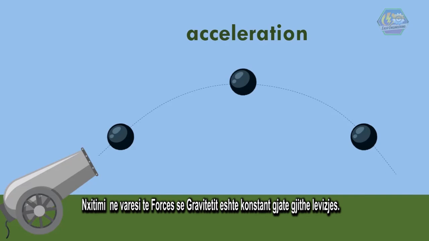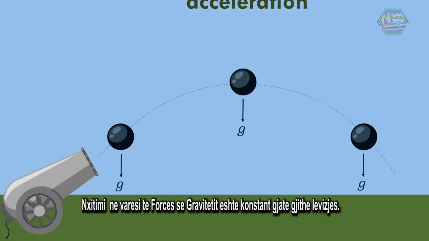There is no other acceleration governing this kind of motion, but only the acceleration due to gravity, which is equal to 9.8 meters per second squared. This acceleration is pointing downward and is constant during the cannonball's flight.